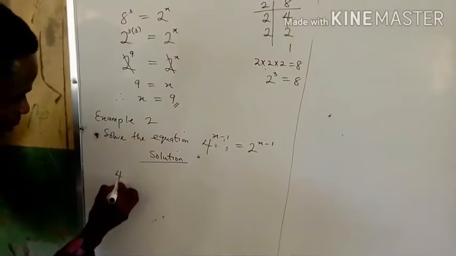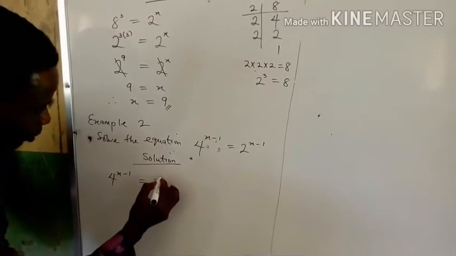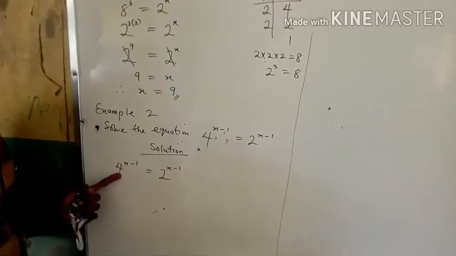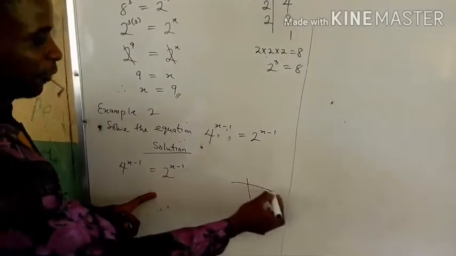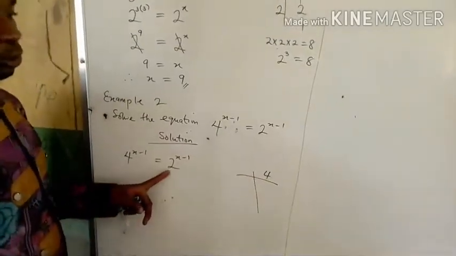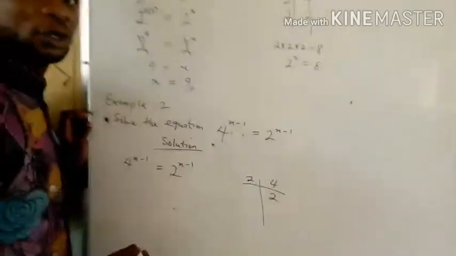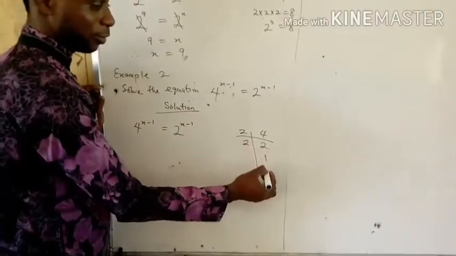Here we have 4 raised to the power of x minus 1 equal to 2 raised to the power of x minus 1. So the bases are not equal, is it not? So try to make the base equal. Divide the larger number, which is 4, by the smaller number, which is 2. How many 2 can you get in 2? You have 2. How many 2 can you get in 2 again? 2 divided by 2, you have 1.